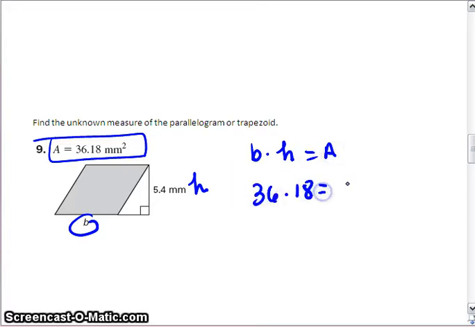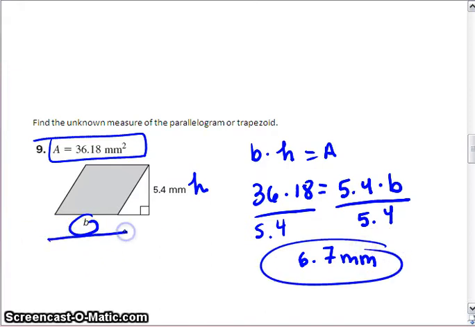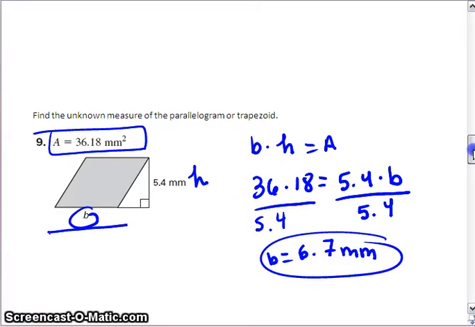36.18 equals 5.4 times our base. Alright, using our transformation principles, we can divide both sides by 5.4. And that should give us 6.7 millimeters. Again, this is not squared because it's the length of our base. So our base equals 6.7 millimeters.